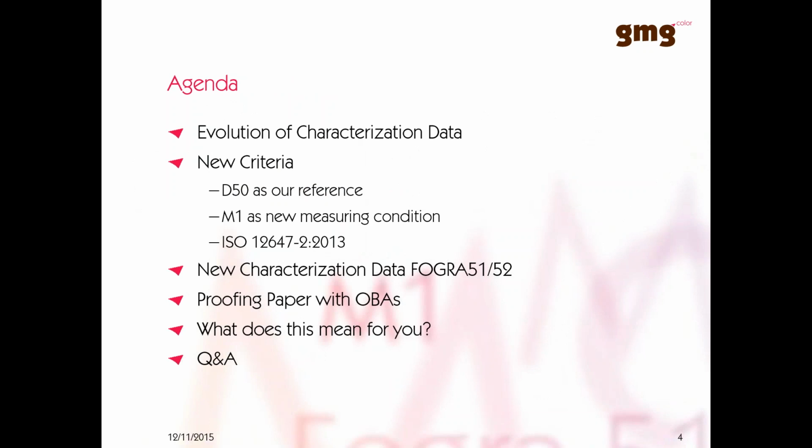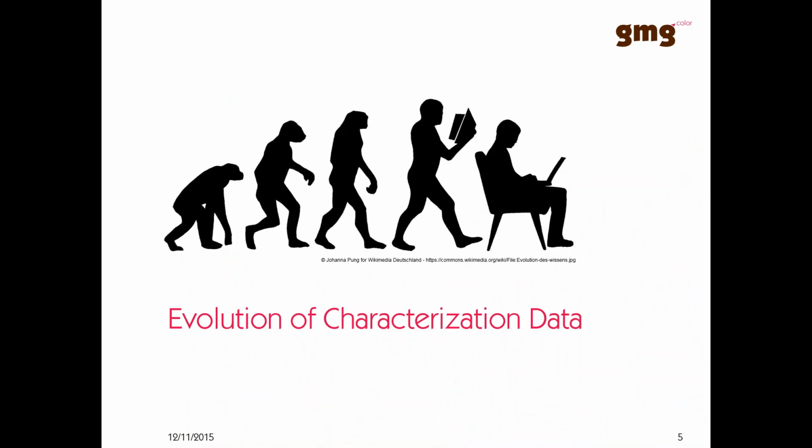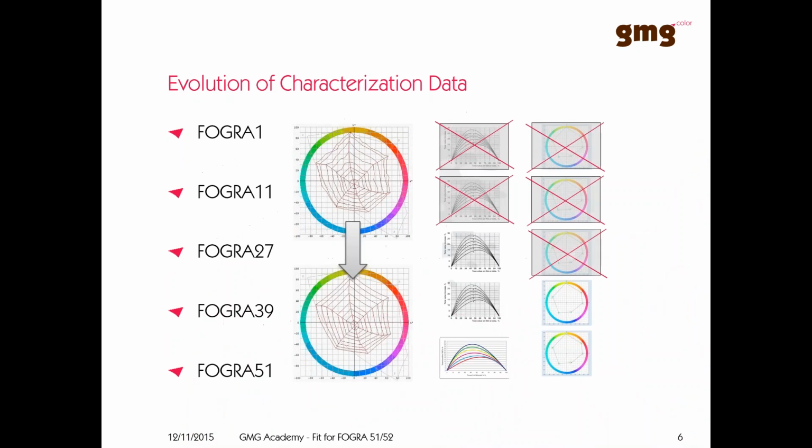We will have a close look at the new characterization data sets, FOGRA 51 and 52. We will talk about proofing papers containing optical brightness, have a little wrap up at the end of what this means for you in your work environment, and at the end we have time for questions, answers, everything which comes to your mind. Okay, then let's start with our first topic, evolution of characterization data.